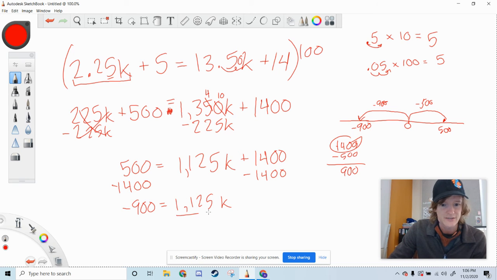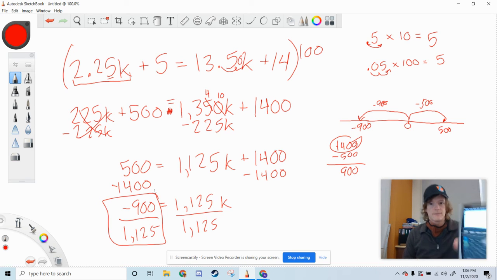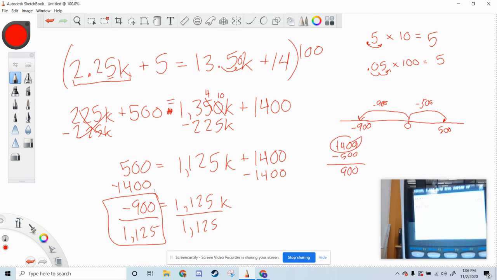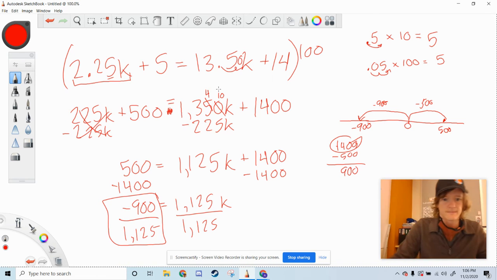And now in order to solve this, you're going to have to divide by 125, divide by 125. And this is something you could just type into a calculator. So let's do it. 900 divided by 125, we get, and maybe you can see it, there it is, 0.8. So we get k equals negative 0.8.